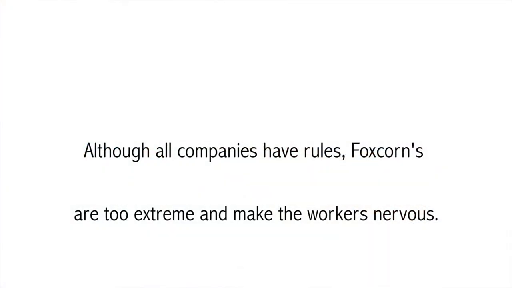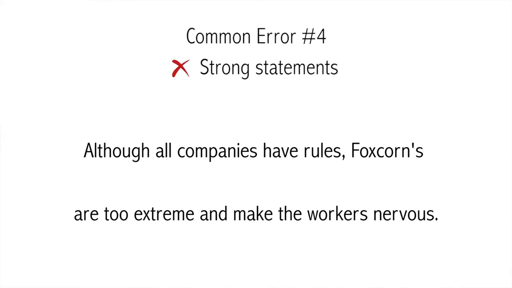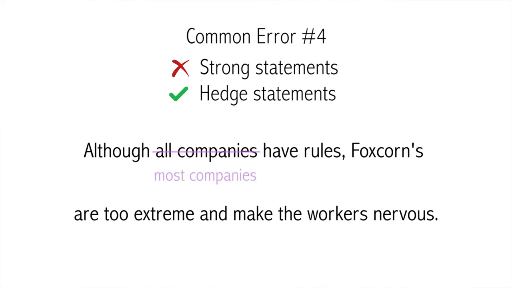Many of my students say I'm a strict teacher, but none of them has committed suicide yet. But the rules are extreme and make the workers nervous. So maybe contrast rules at Foxconn with normal places of work. So use although? Yeah, go on. Although all companies have rules, Foxconn's are too extreme and make the workers nervous. It's the right idea, but again, too direct. Try to use some hedging. For example, most companies, or seem extreme, or could make.